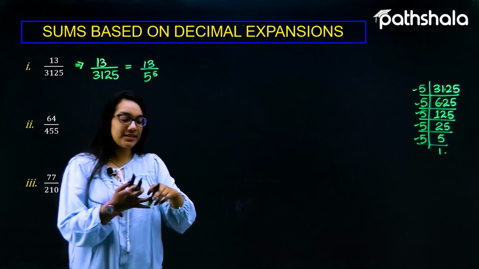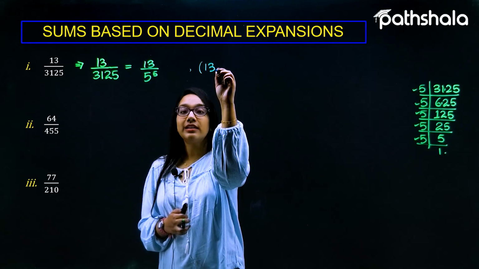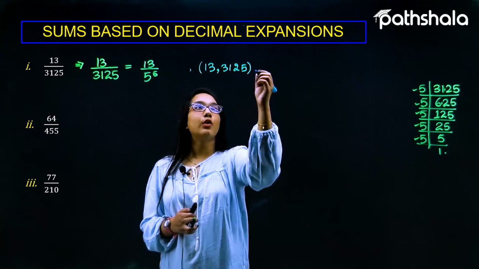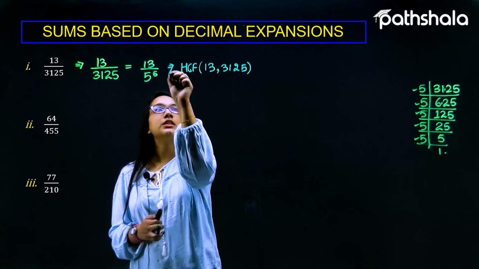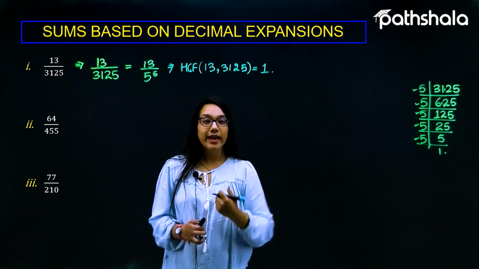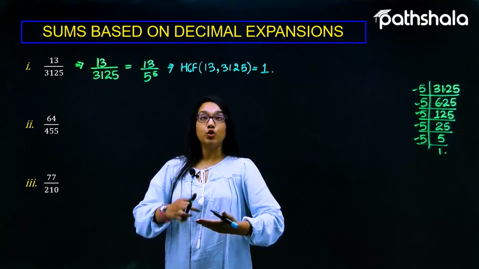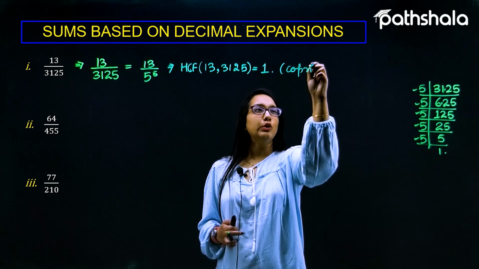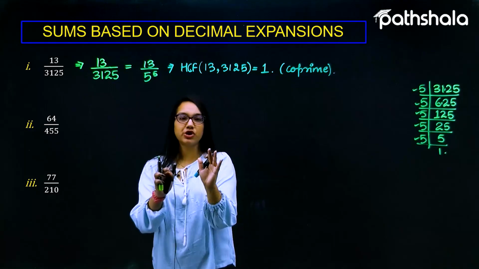First of all, we can see over here that 13 and 3125 are co-primes. They are co-primes because their highest common factor is nothing but 1. So the very first condition is satisfied, that p and q should be co-prime. Hence we can conclude after factorizing the denominator that 13 and 3125 have a highest common factor of 1, which means they are co-prime. The definition of co-prime is that the highest common factor between the two numbers should be 1. So the very first condition is proven.